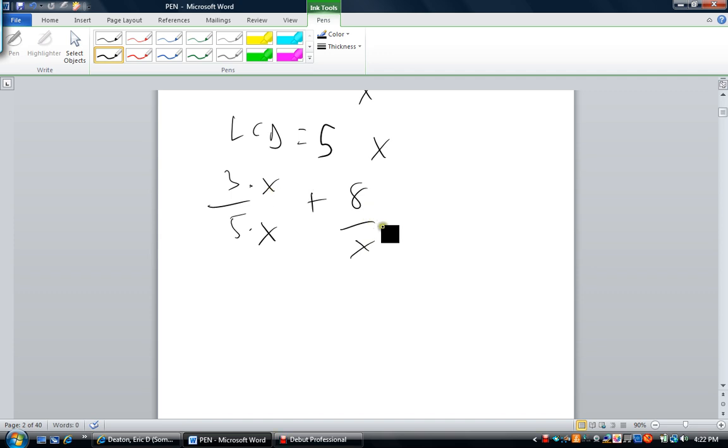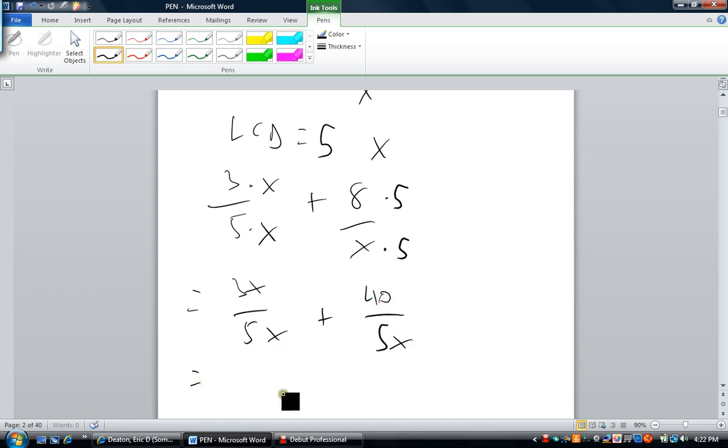Now 8 over x, we already have the x. In order to get 5x, we need to multiply x by 5. And once again, once you do the bottom, you do the top. So if you multiply the bottom by 5, you must multiply the top by 5 also. And what results is 3x over 5x plus 8 times 5, which is 40, over 5x.